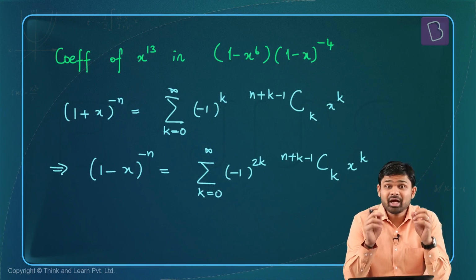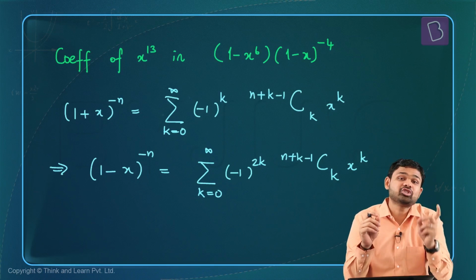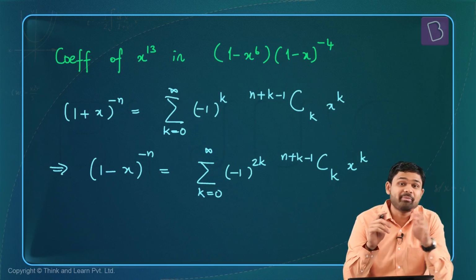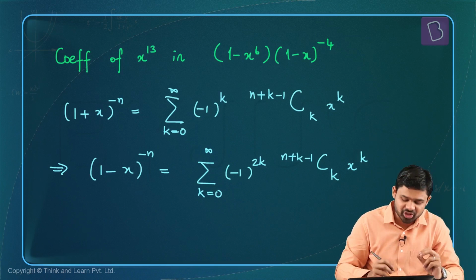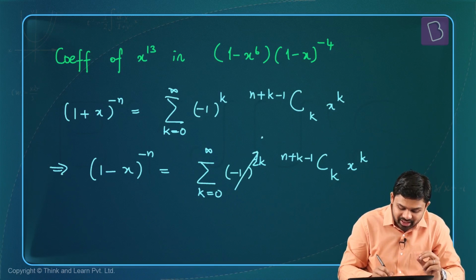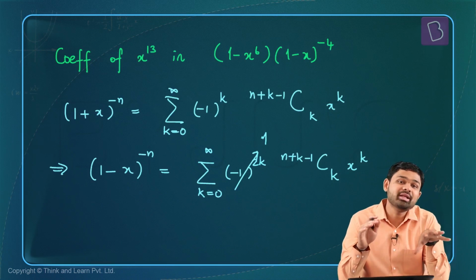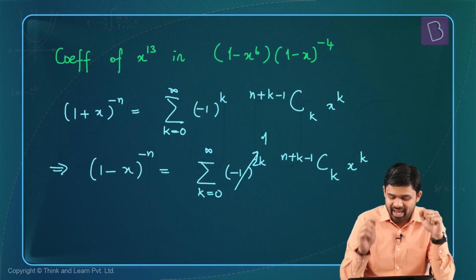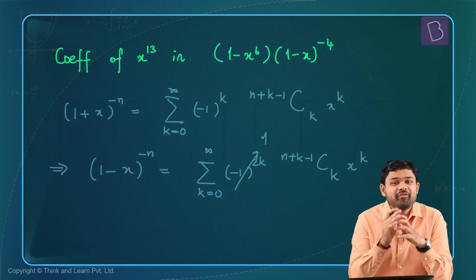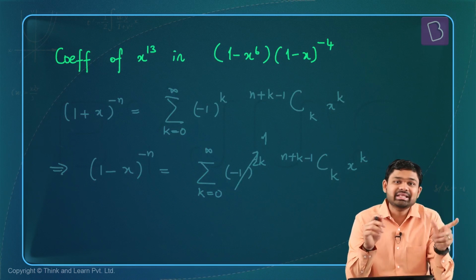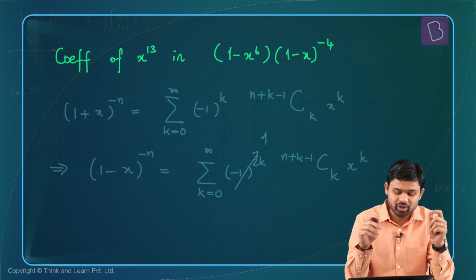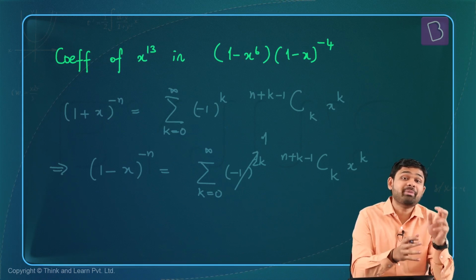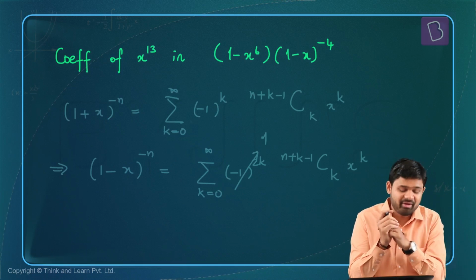So if you have (1 minus x) to the power minus n, then you will see that all the terms will be positive because you will have a minus 1 raised to 2k, that is nothing but equal to 1. So you will have all the terms to be positive in (1 minus x) to the power minus n. So you need the coefficient of x power 13 in (1 minus x to the power 6) all multiplied by (1 minus x) to the power minus 4.